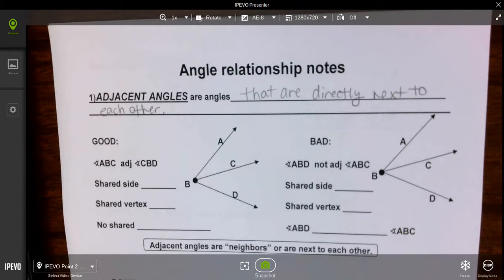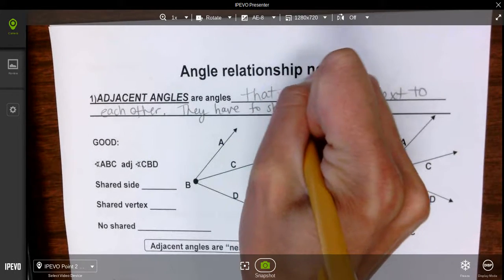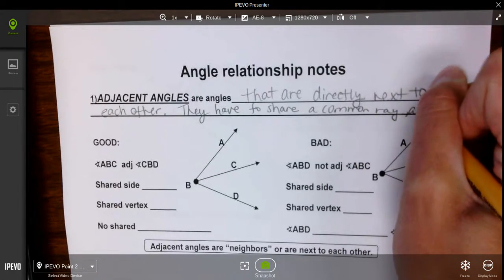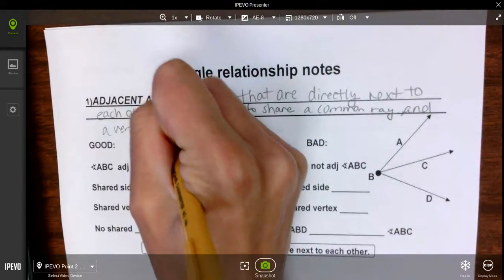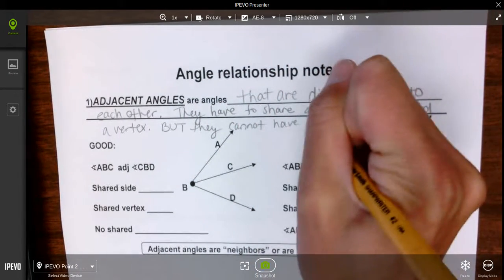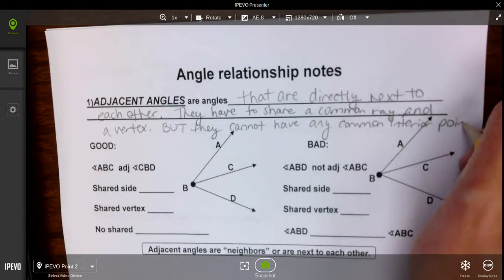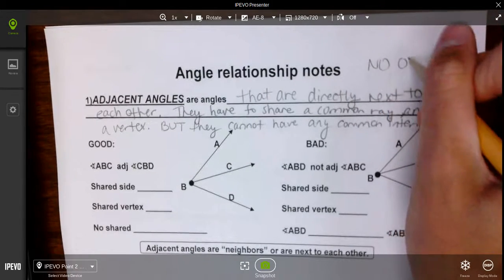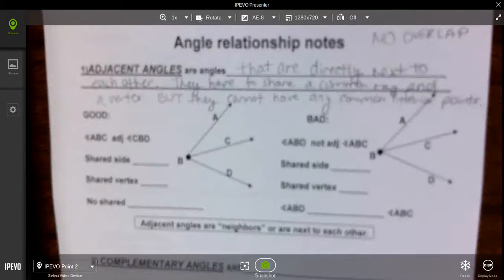Not only do they have to be directly next to each other, they have to share a common ray and a vertex. But they cannot have any common interior points. So what do I mean by that? Basically what I mean is no overlapping. I'll show you that right now with this picture.